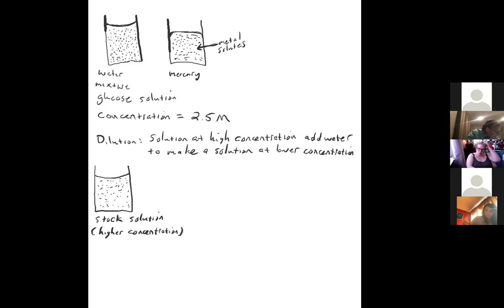And then what we're going to do is we're going to take some of it out, right? We're just going to take some of this stock solution. So I'm just going to sample it, take some of it out, and put that amount into another container. And then I'm going to add water.